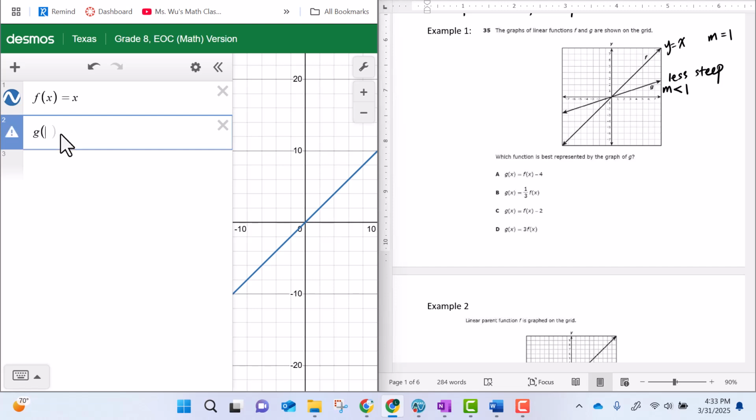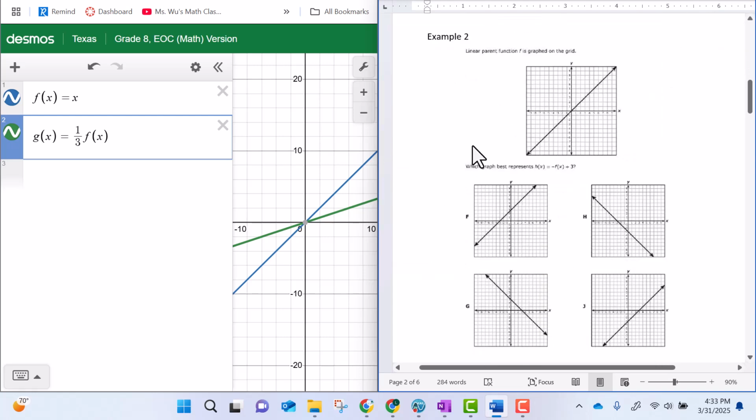g of x equals f of x minus 4. These two graphs are not the same, so A is wrong. Let's check B. g of x equals 1 divided by 3 f of x. You could say these two graphs are the same, so B is the solution.